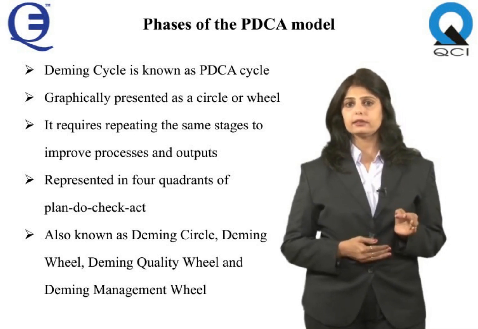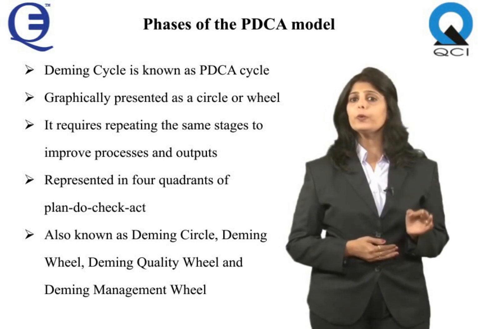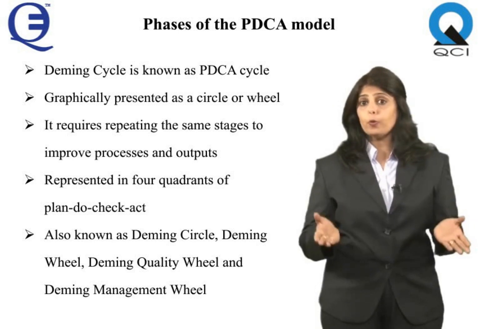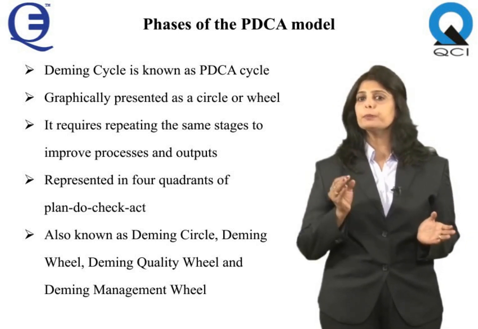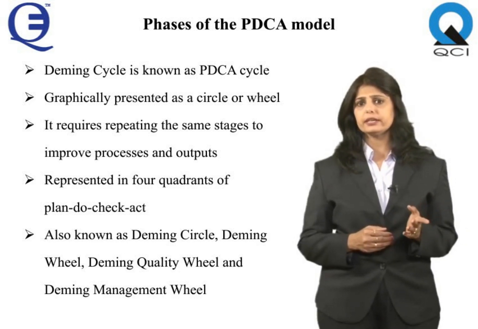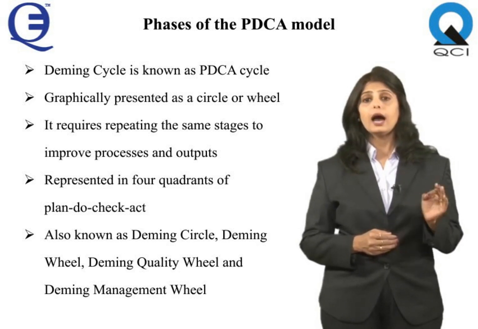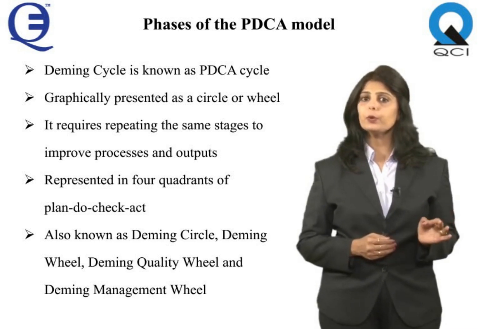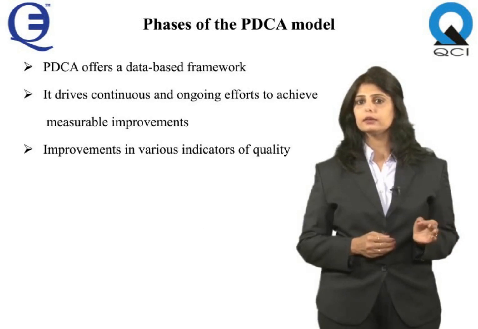the PDCA cycle. It is often graphically presented as a circle or wheel because it requires repeating the same stages over and over in the continuous change management effort to improve processes and outputs. The circle is represented in 4 quadrants of Plan, Do, Check, Act. Other variations to the name include Deming circle, Deming wheel, Deming quality wheel and Deming management wheel.